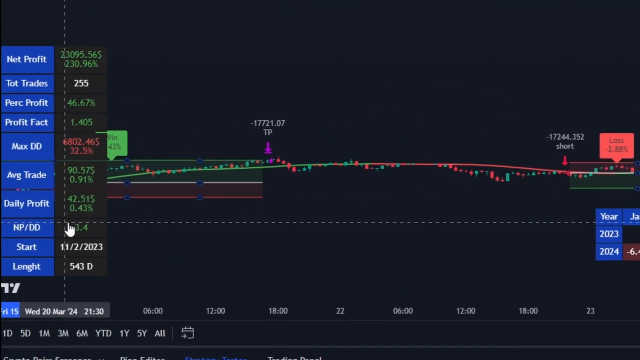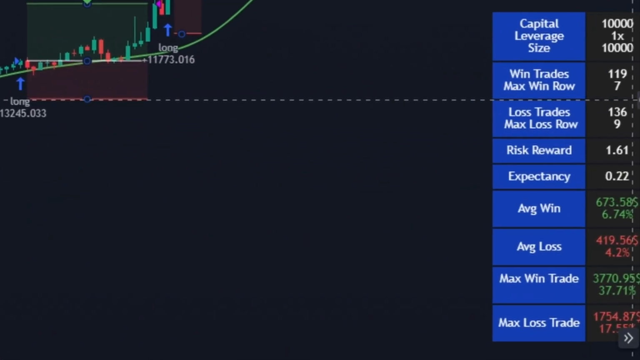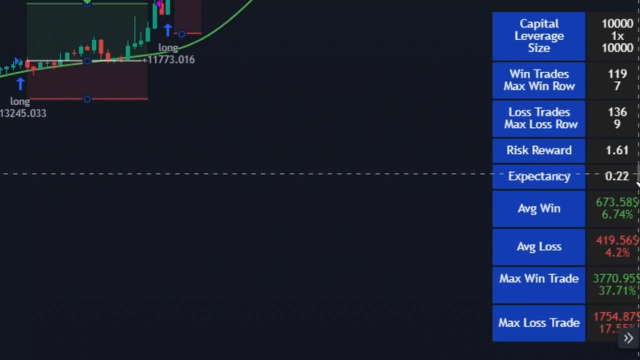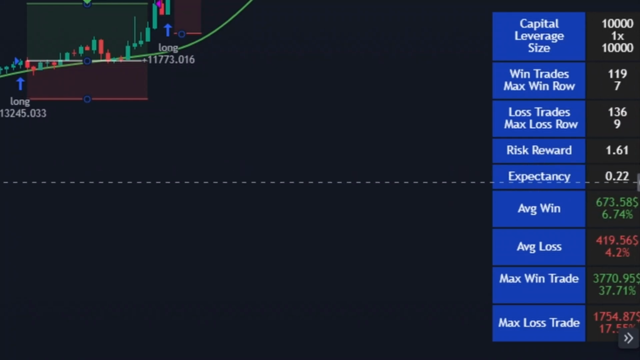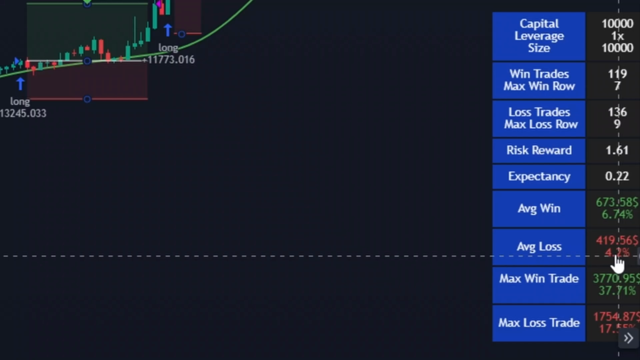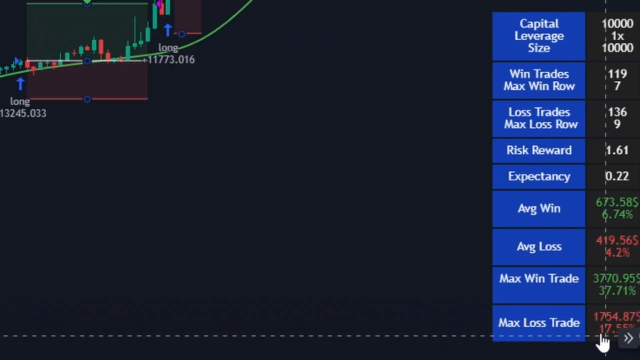Net profit / drawdown 3.4, which honestly is not really high. Max win row 7, max loss row 9, which is not a bad ratio. 1.61 risk reward, expectancy 0.22, which is a medium value. Average win 6.74%, average loss 4.2%. 37 max win trade and 17 max loss trade.